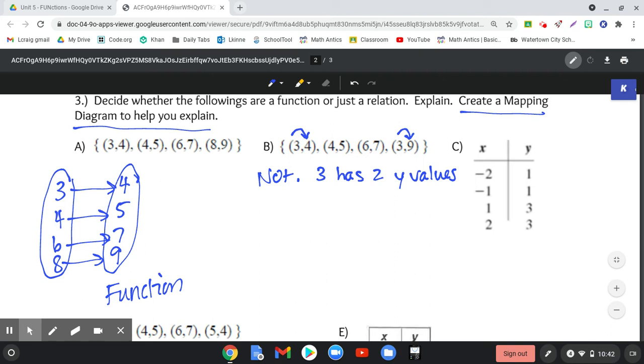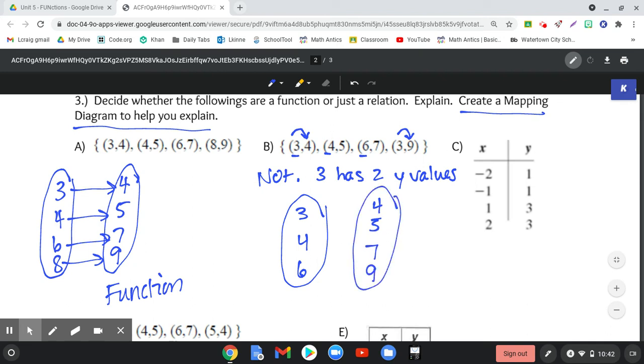Again, if I draw that, my domain is 3, 4, 6. My range is 4, 5, 7, 9. Same range as the last question. All right, 3 goes to 4, 4 goes to 5, 6 goes to 7, but then 3 goes to 9. Can't have that.